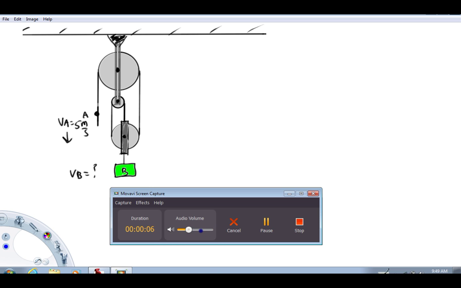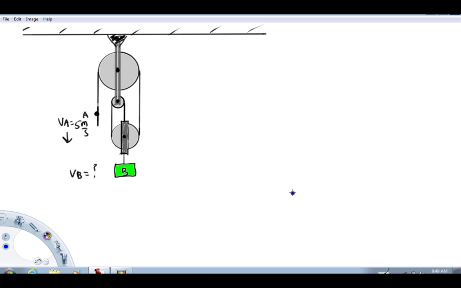The purpose of this video is to demonstrate how to analyze motion of multiple systems constrained together in some way, shape, or form. In this example, we're looking at a set of pulley systems. The point A here is moving down at 5 meters per second. I called that the velocity at point A, and we're going to try to calculate the velocity at point B.